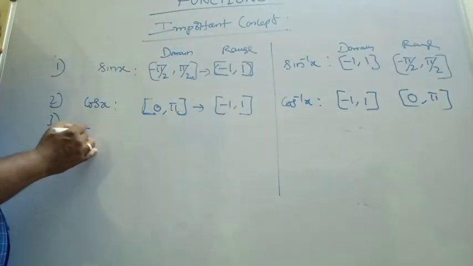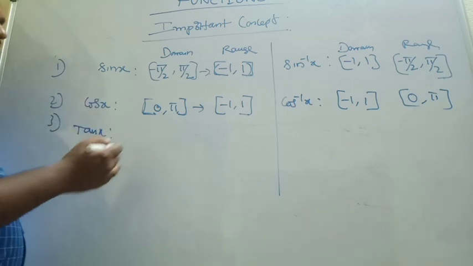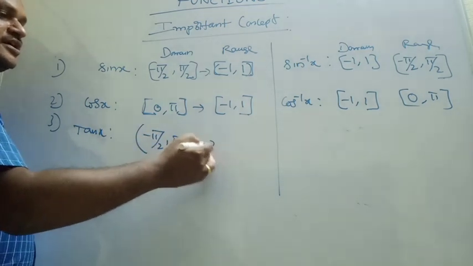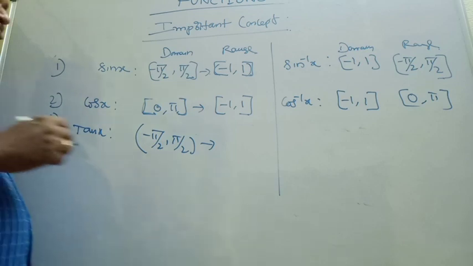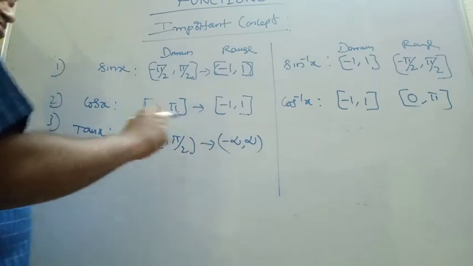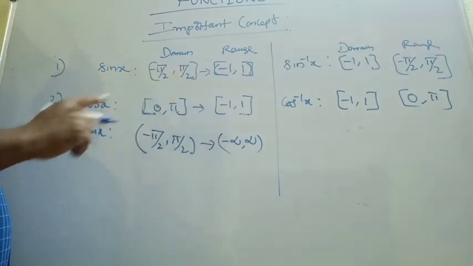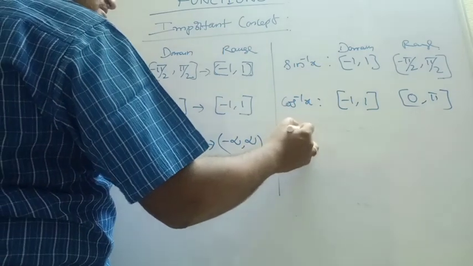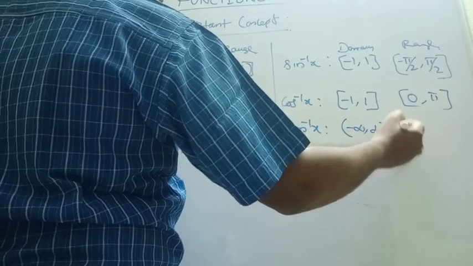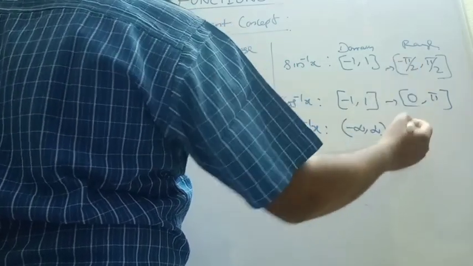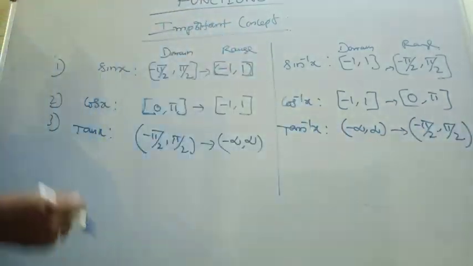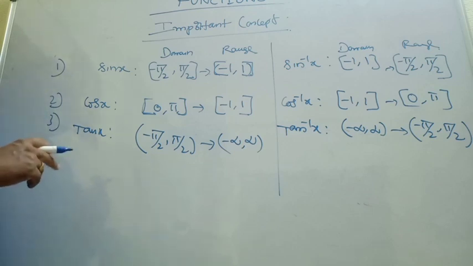Now the third one, tan x. The domain is -pi/2 to pi/2 and the range is -infinity to +infinity. In this domain and range it is a bijective function, one-one and onto. That's why the inverse is possible, and tan inverse x takes values from -infinity to infinity, and the range is -pi/2 to pi/2. These are the three very, very important ones.